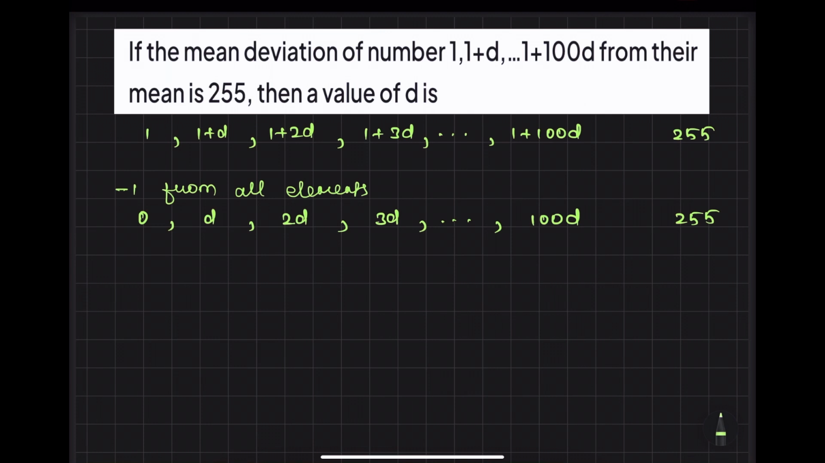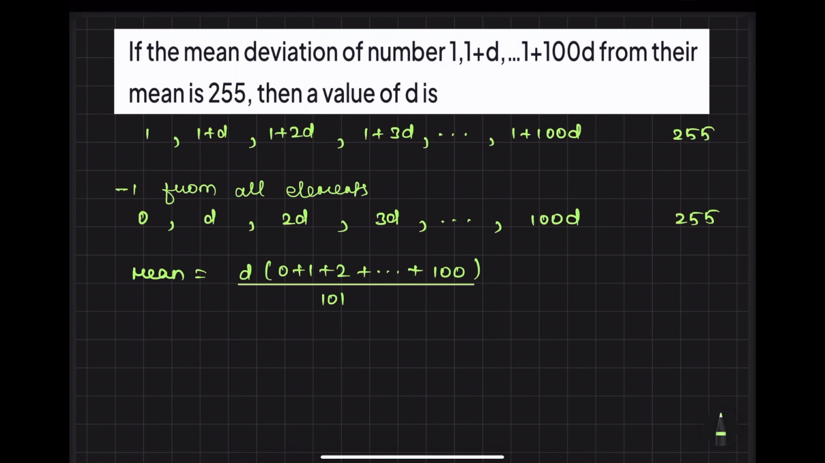Now I will try to find out the mean deviation about mean. So first we need to find the mean. So mean is what? 0 plus d plus 2d plus 3d, and we will take d common, so it is 0 plus 1 plus 2 plus dot plus 100, the sum of all the elements by the number of elements. The number of elements is 101. Be very careful about this thing. Okay, and I hope till this part you guys are okay.